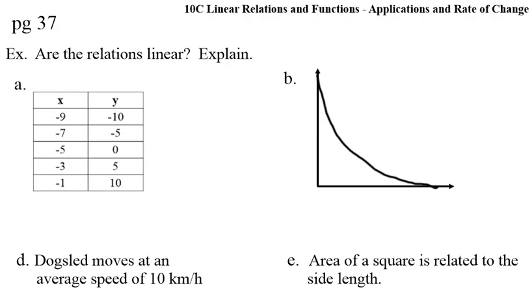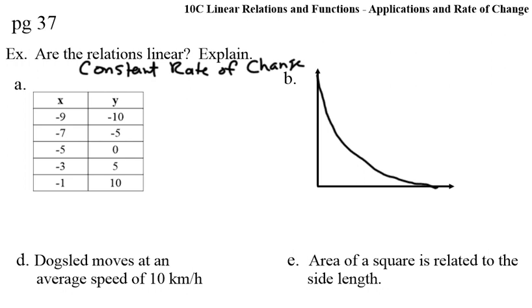Page 37. Are the relations linear? We've just talked about it. And if they're linear, what else would we know? Is there a constant rate of change? That's what we're looking to identify. So stop the video, take a quick look, A, B, D, and E, and then we'll talk.